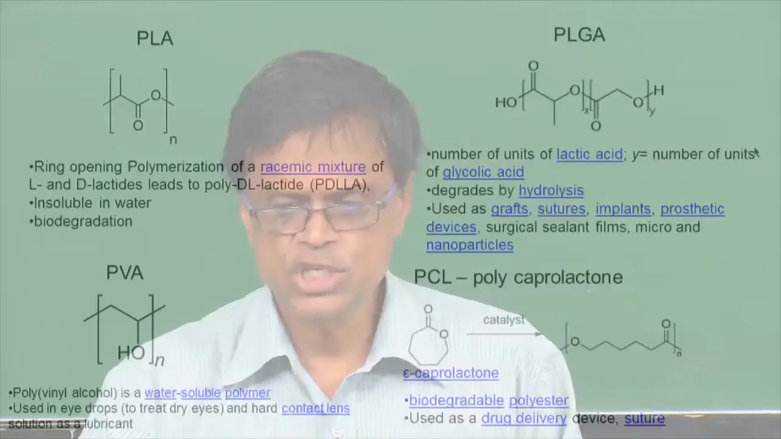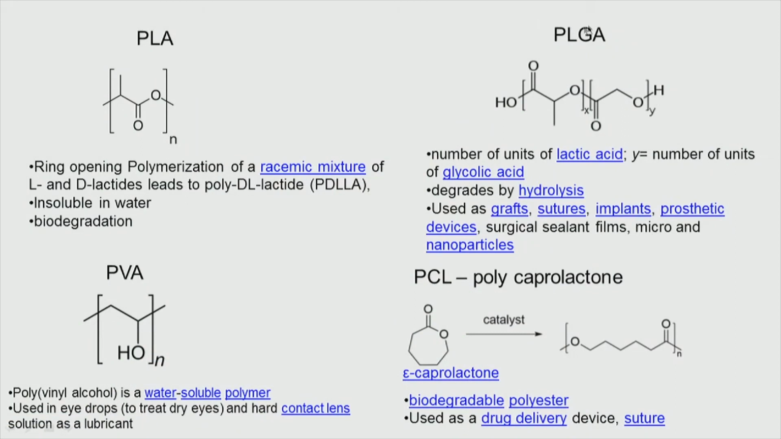PLGA, polylactic glycolic acid. We can have different combinations of lactic and glycolic. So, the structure is like this. This is the lactic part of it, and this is the glycolic part of it. It degrades by hydrolysis because we have the ester bond. It is also used quite a lot in medical applications, grafts, sutures.